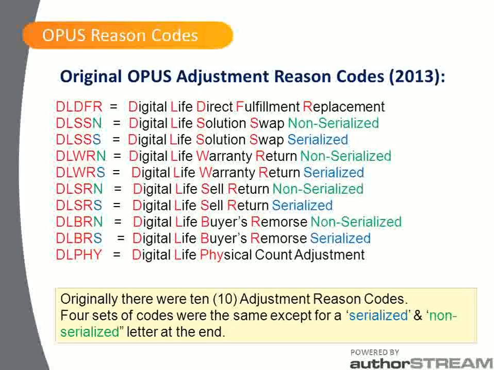AT&T originally decided to use 10 reason codes when adjusting devices in or out in OPUS. Of those 10, 4 sets of codes were the same except for a serialized and non-serialized letter at the end. These can be seen on this slide with the last letter in green for non-serialized and the last letter in blue for serialized.